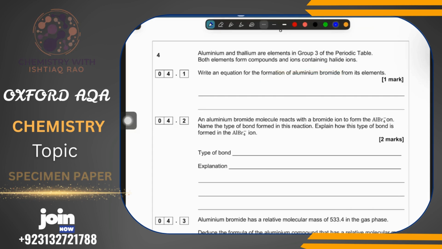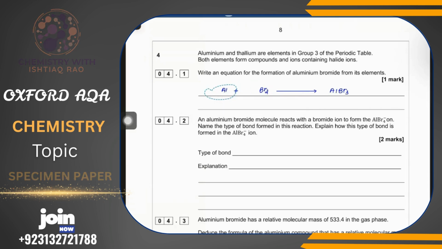Formation of aluminium bromide, that is going to be AlBr3, from its elements. The elements are aluminium plus bromine, that is Br2. We have to balance the equation. How can we balance this? You can write on the right hand side two, I think, and 2Al plus 3Br2.